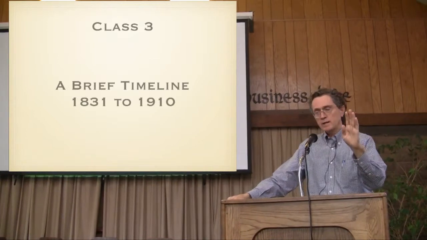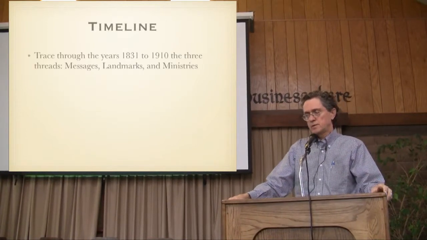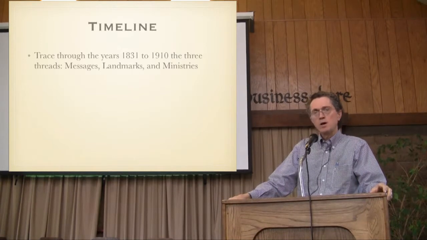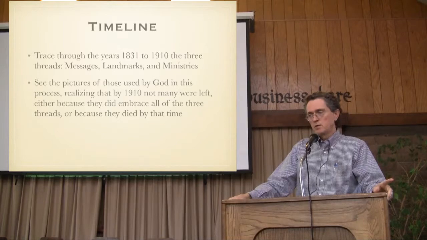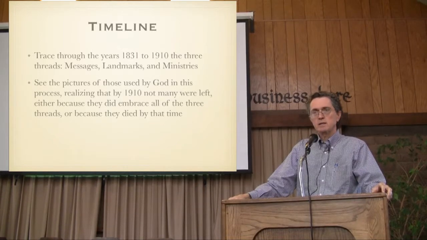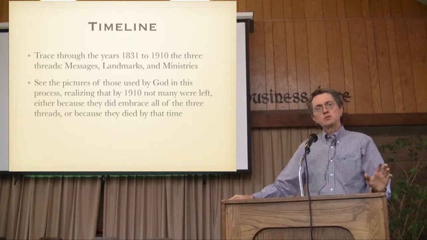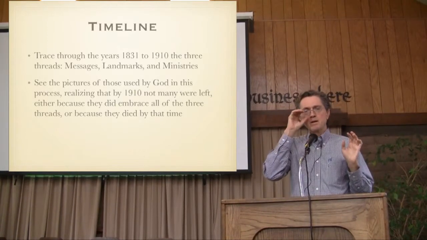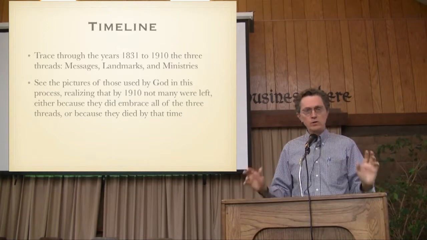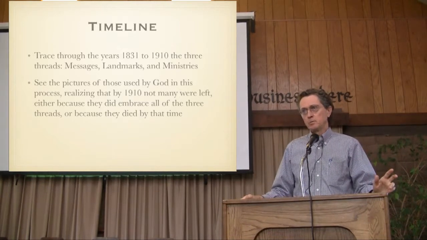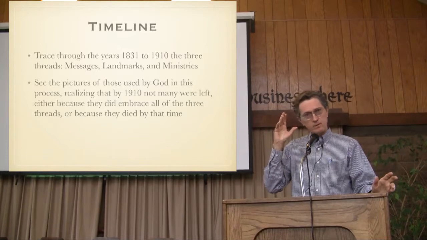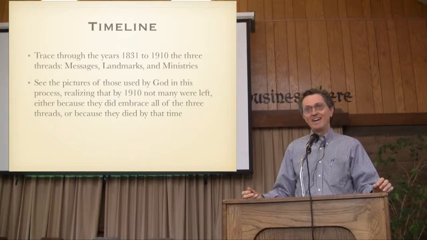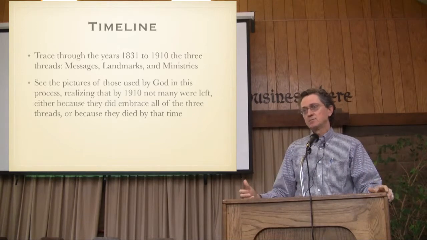So we're going to look at these three threads tracing down through this timeline, 1831 to 1910. And we want to see also the pictures of those used by God in this process. These pictures you will see, there'll be 27 people's faces. And they'll look like old people, right? But again, don't let that confuse you, because by the time they had photography and they could get pictures of these people, they were old.